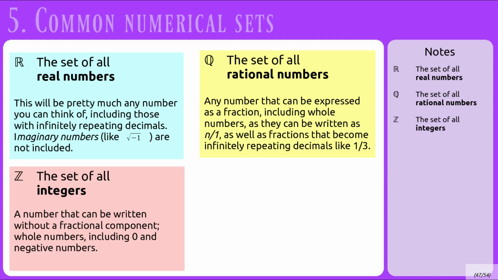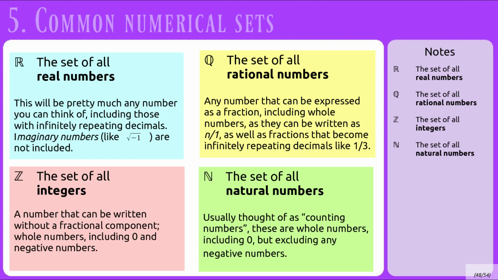An integer is a number that can be written without a fractional component. So in other words, integers are whole numbers. The set of all integers includes negative whole numbers, positive whole numbers, and 0. The set is represented by a Z symbol.